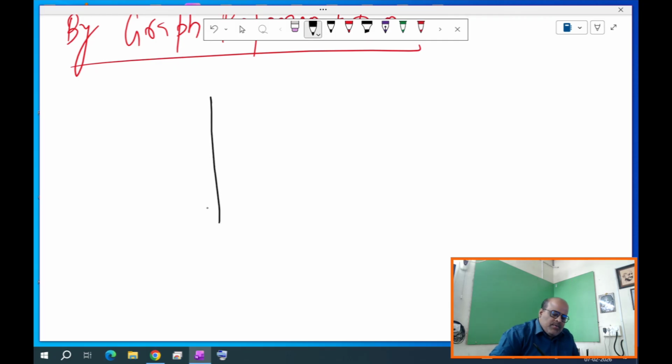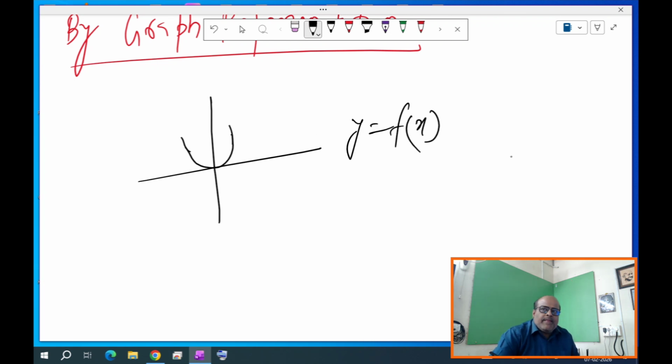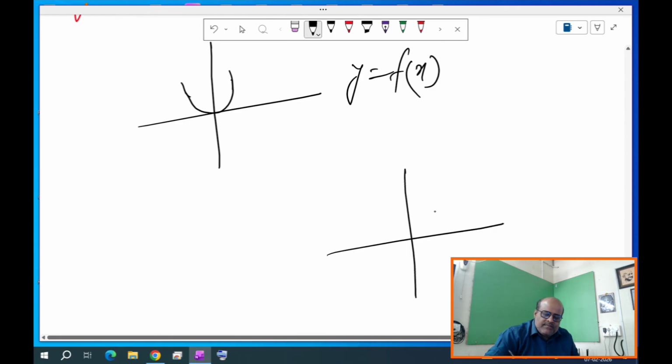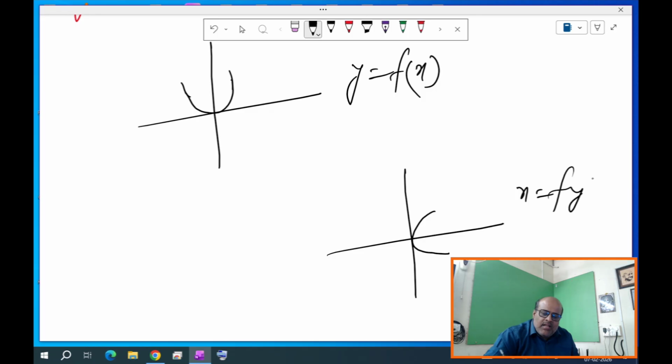Suppose this is my function, and this is a function of x, correct? And suppose I choose this graph, which is a function of y. I verified who is function of x and who is not, who is function of y and who is not. Both graphs are correct now, but the upper one is not function of y and the lower one is not function of x. I choose y equal to f of x and x equal to f of y.